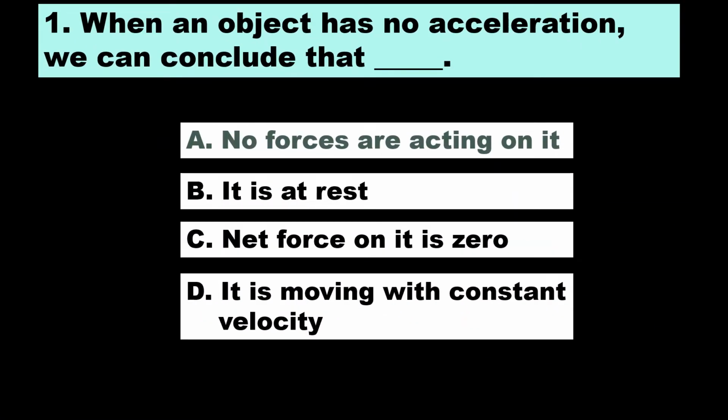When an object has no acceleration, we can conclude that letter A, no forces are acting on the body. Letter B, it is at rest. Letter C, the net force must be equal to 0. And letter D, it is moving with constant velocity. Which of these is the best answer? If your answer is letter C, then you are correct.